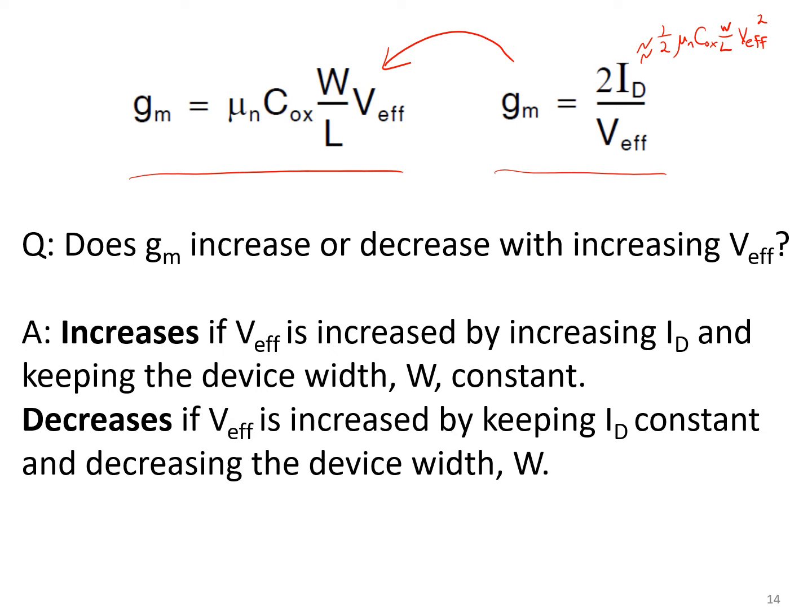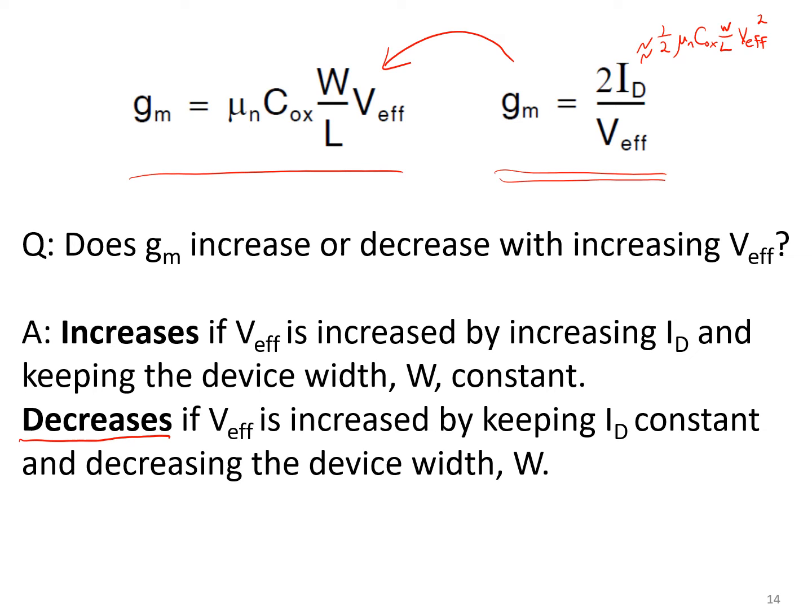However, the expression on the right better captures the intuition for what happens when drain current is kept constant. So let's say the transistor is held at a constant bias current, and instead, as a designer, you influence V effective by changing the device width. That is, you redesign the transistor. So for example, if you keep a constant drain current but decrease the device width W, then V effective is increased. In that way, drain current is held constant, and as a result, we would see GM decrease.